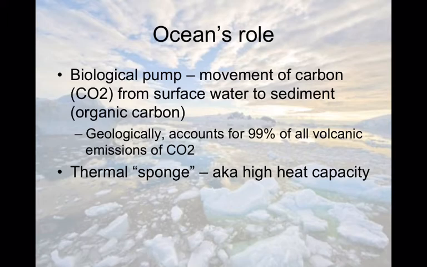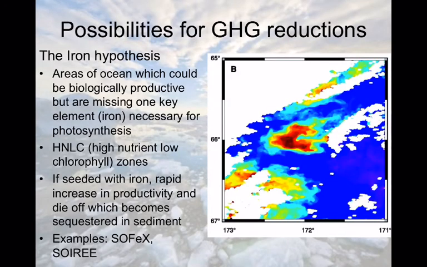There's some ideas to increase that. So this is one of those ideas, and as you can see, I wrote a lot on this slide because this is something that is near and dear to my heart. And the idea is called the iron hypothesis. So there was this guy, John Martin, who initially noticed that there were these areas of the ocean that should be very biologically productive. They have a good amount of most nutrients. They're warm. They have a lot of sunlight, but they have very little primary productivity. And he called these high nutrient, low chlorophyll zones, which I'll just call HNLC. And what he found was that they are missing one key nutrient, and that nutrient is iron.